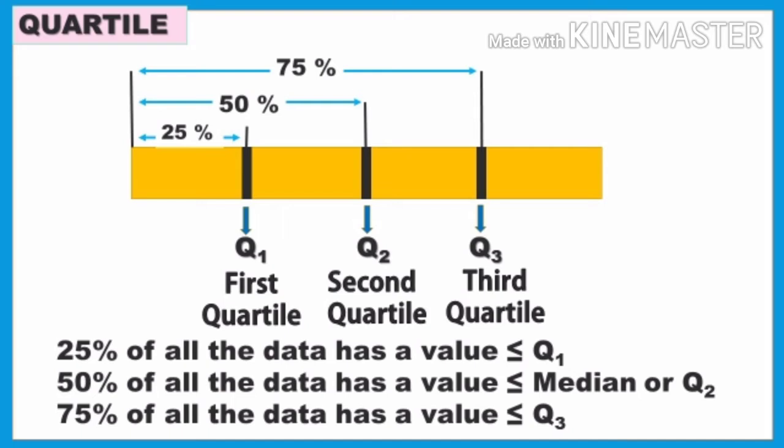Okay, now, the 25% of all the data has a value less than or equal to the first quartile. Okay, so we have 25%. And then, 50% of all the data has a value less than or equal to median or quartile 2. Okay, and the next, 75% of all the data has a value less than or equal to third quartile.